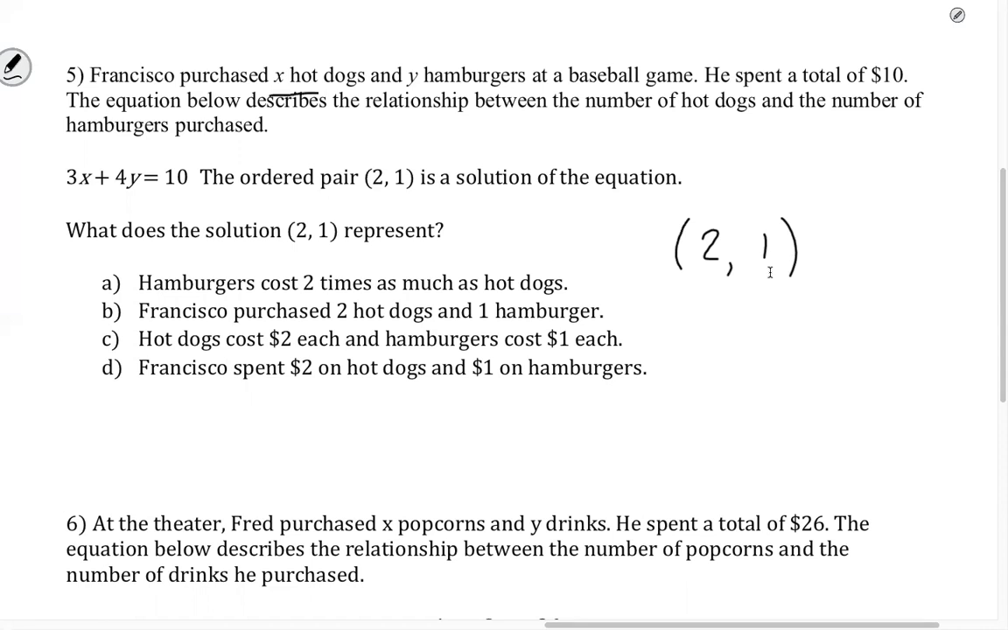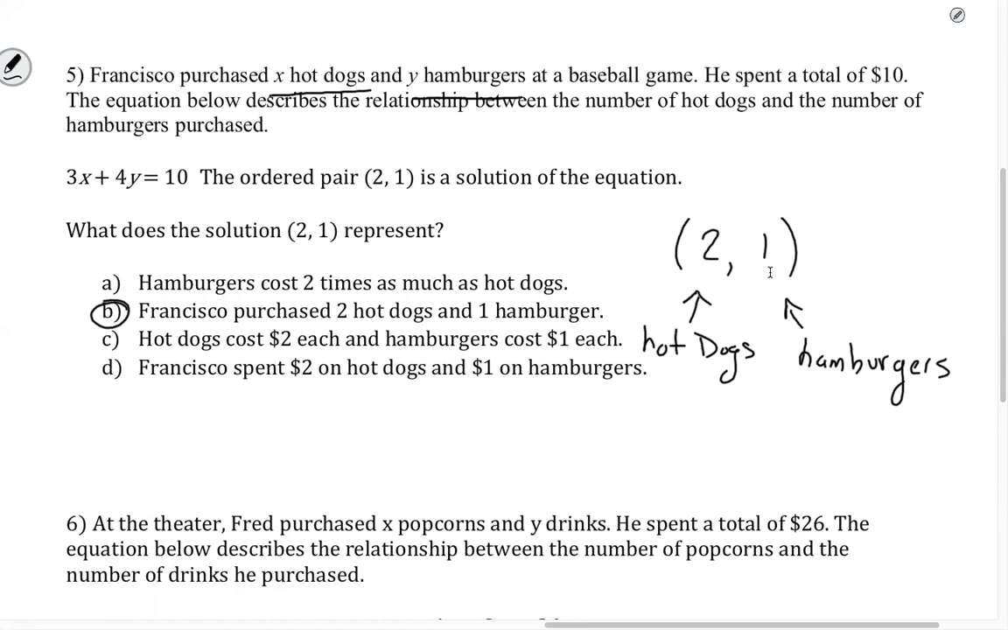Well, up here it says x is hot dogs, and right here it says y is hamburgers. So Delaney, what does 2, 1 represent? Two hot dogs purchased and 1 hamburger. Very good.